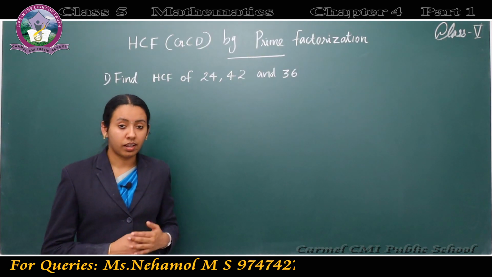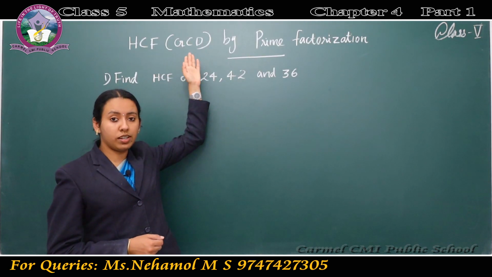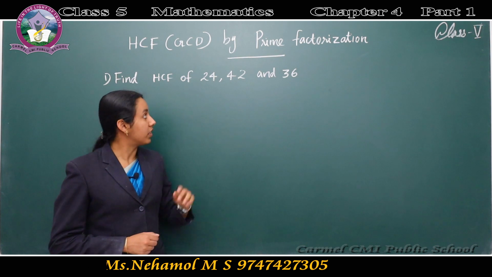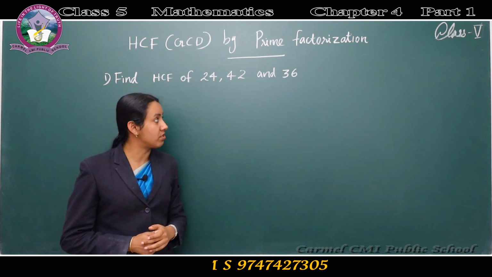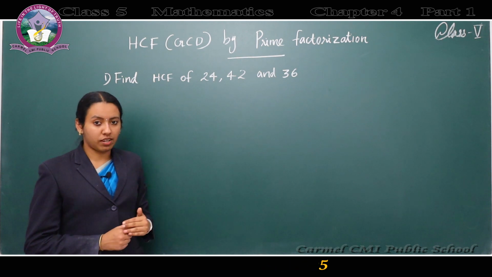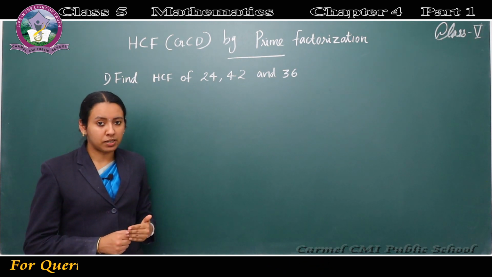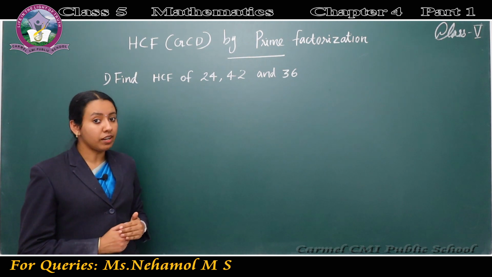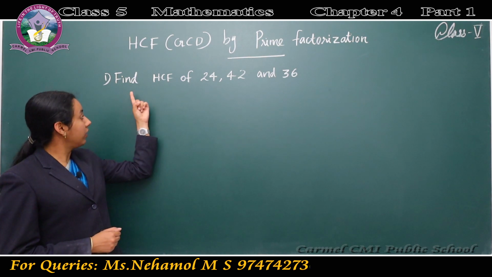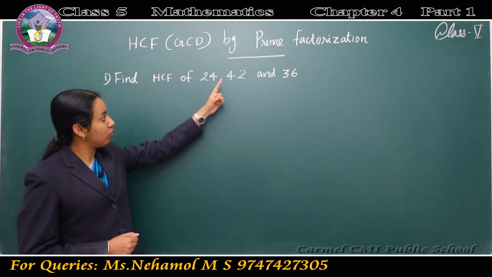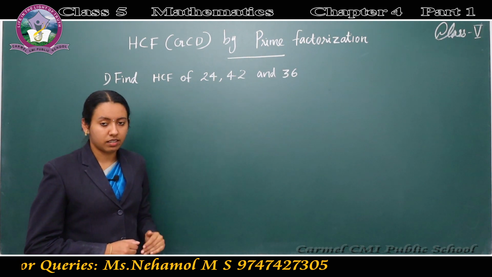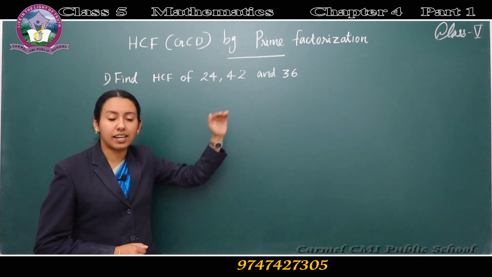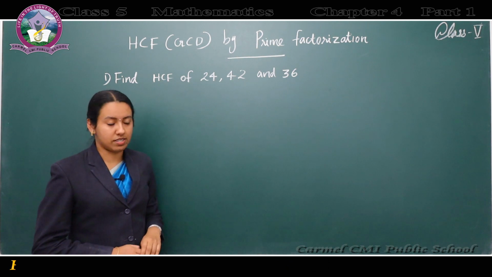Now we are going to study another method to find HCF or GCD. That is HCF or GCD by prime factorization. What is prime factorization? Prime factorization means writing a number as the product of prime factors. Last chapter we already studied. Consider the first question. Find HCF of 24, 42 and 36. We have to find HCF of 24, 42 and 36 by prime factorization.